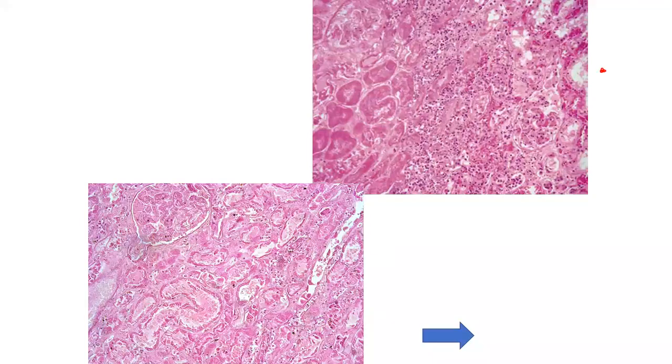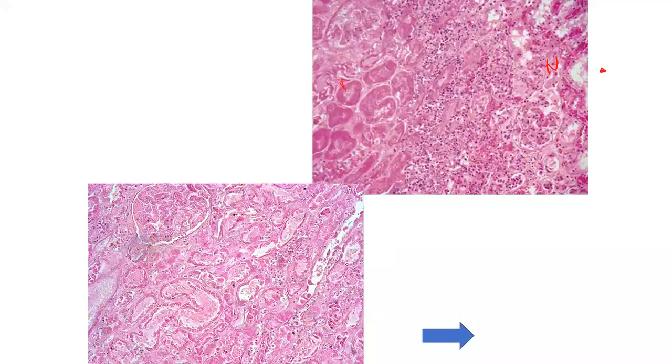Again, look at this picture and tell me what you can see here. Again, we have the kidney. Look at this picture. What do we have here? Do we have normal tissue? Do we have necrotic tissue, or do we have both?